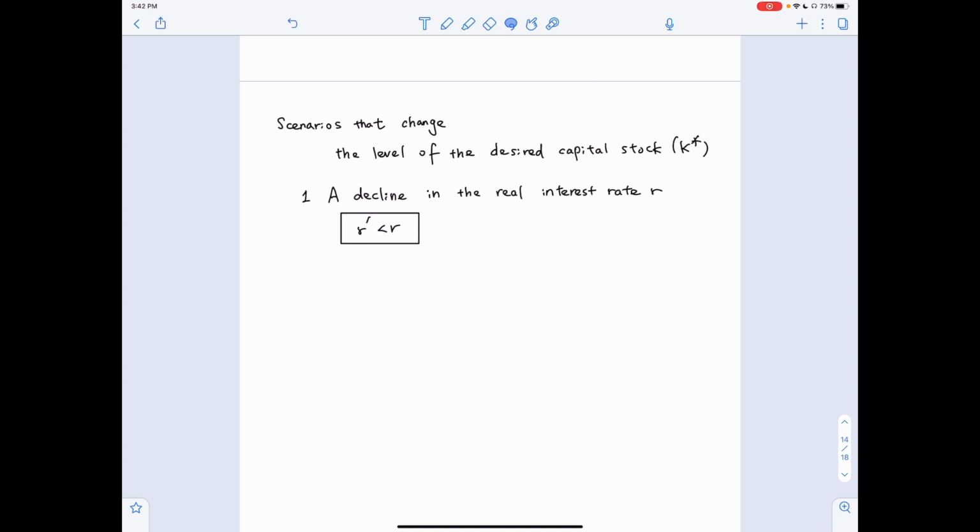So now let's look at the first case, which is about a decline in the real interest rate. When the real interest rate declines, we have R prime that is less than R. Given that R prime is less than R, we know that the user cost becomes less. And then we are going to have a new desired capital stock. Given that the desired capital stock level is higher than the earlier one, we claim that the investment needs to increase. Let me show you why that is the case in a graph.